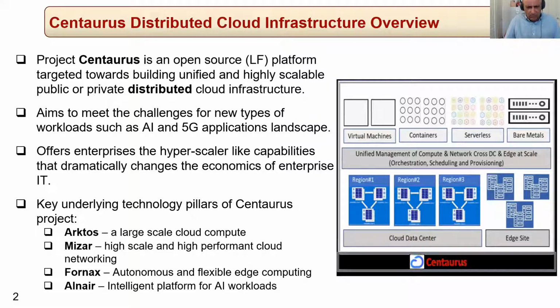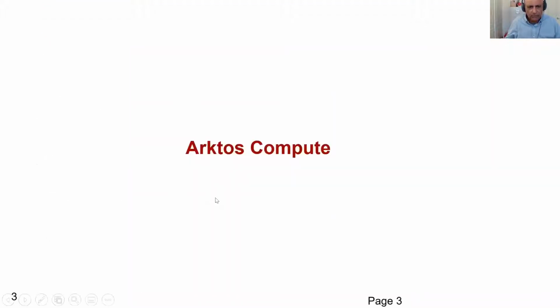Centaurus by itself is an umbrella project, just like OpenStack, if you are familiar with it. Just as OpenStack has Nova, Neutron and tons of other projects underneath, Centaurus has sub projects such as Arktos Compute, Mizar Networking, Fornax Edge Computing, and then Alnair, the AI platform for managing AI workloads. We'll get into all of these.